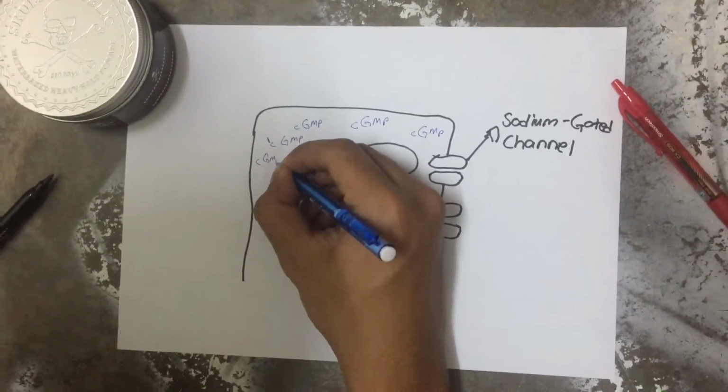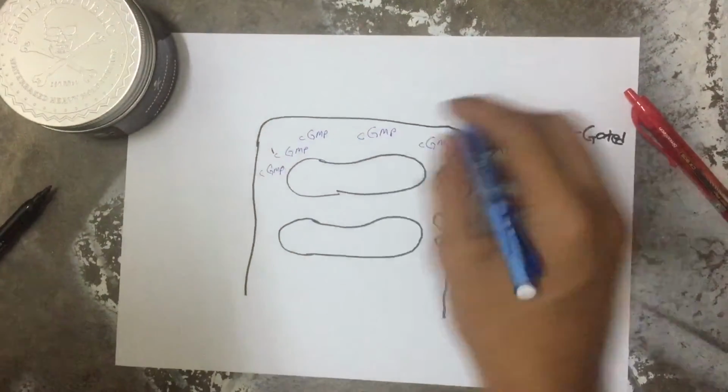Around the flattened disc, there is an abundance of cGMP.